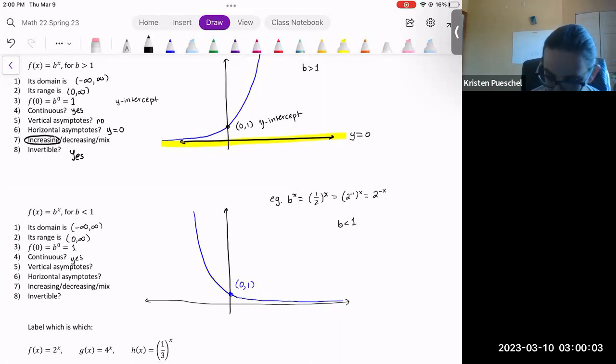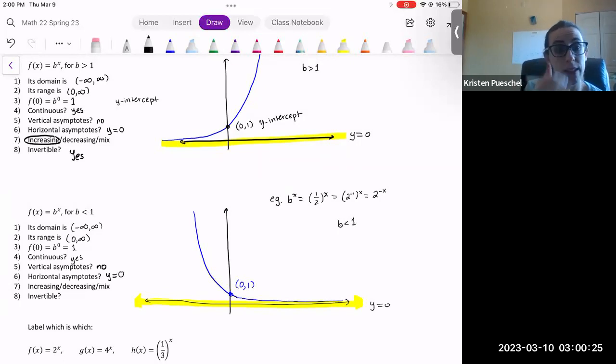It's the way we say that. There are no vertical lines that we get really close to. But there is this horizontal one, y equals 0.